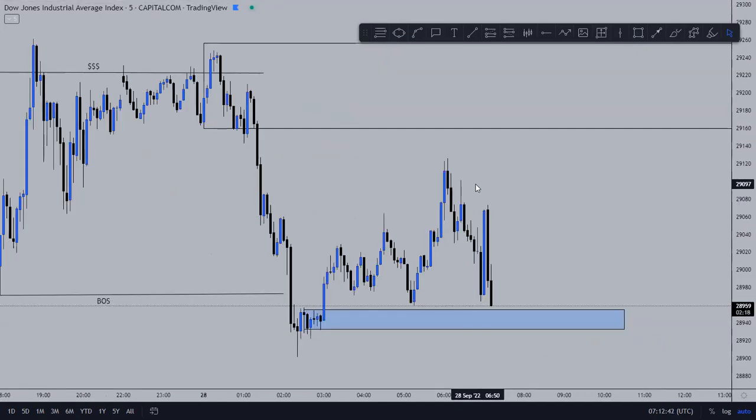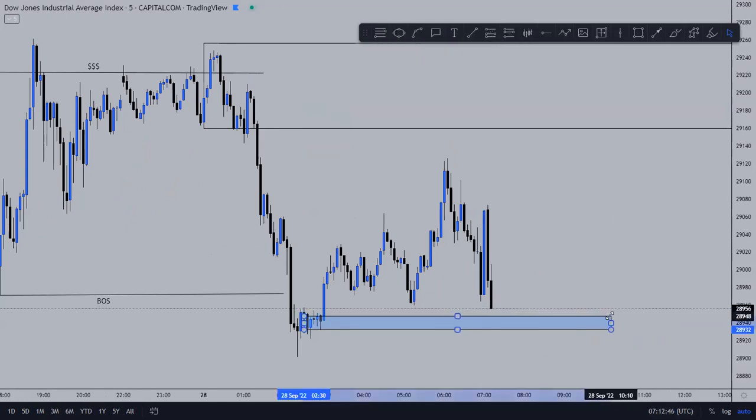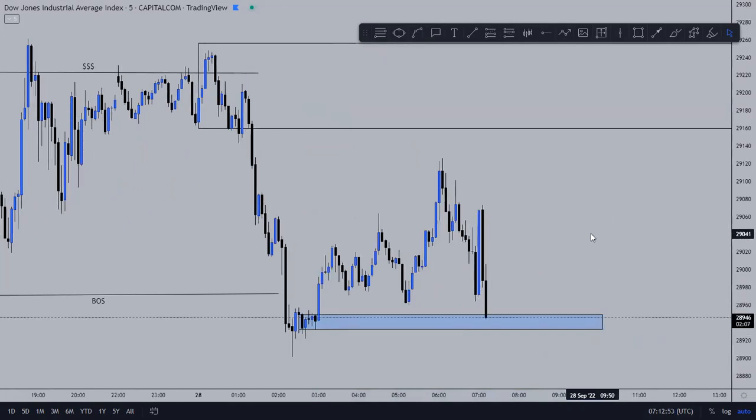The lowest time frame that I can go to is the 5 minute. This is only where I stop, on the 5 minute. So here we are. Price has tapped into the order block. This is the order block. Price has tapped into the order block, as you can see.